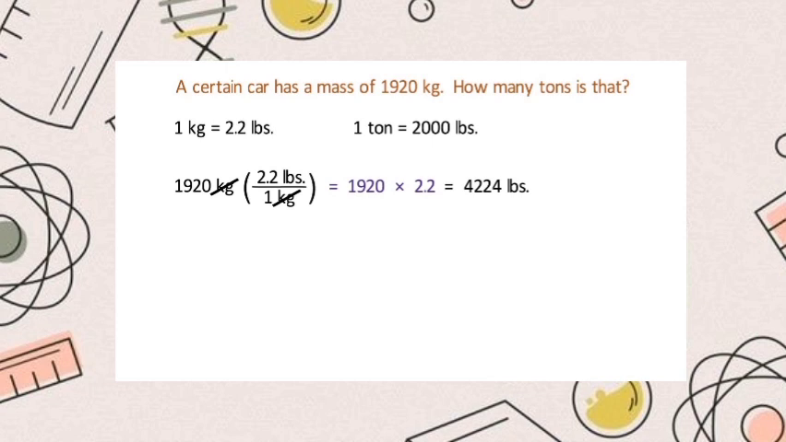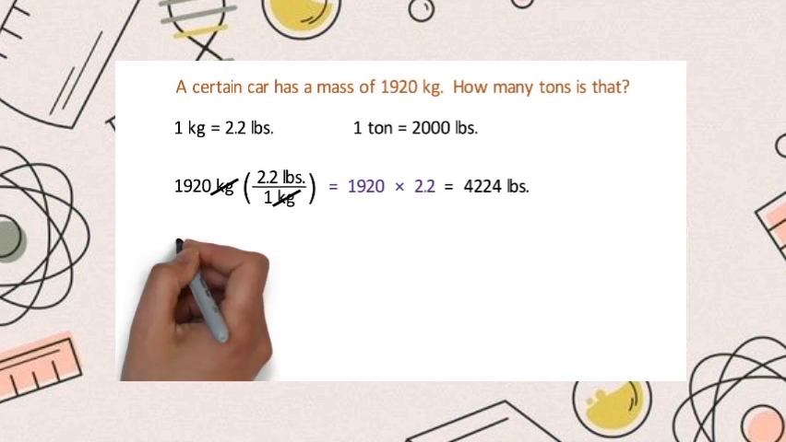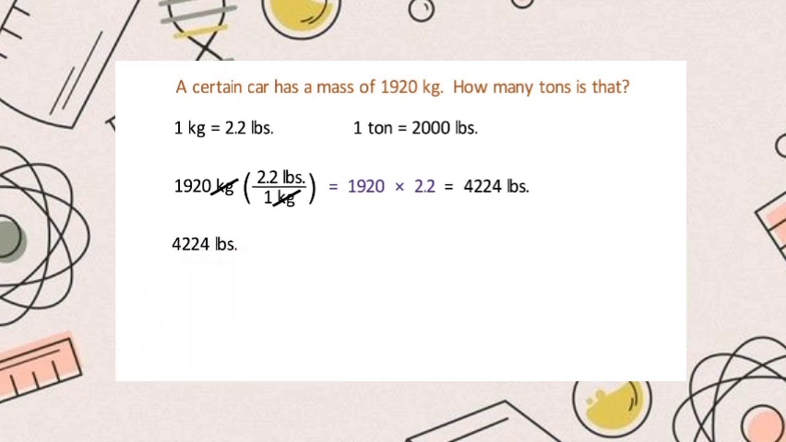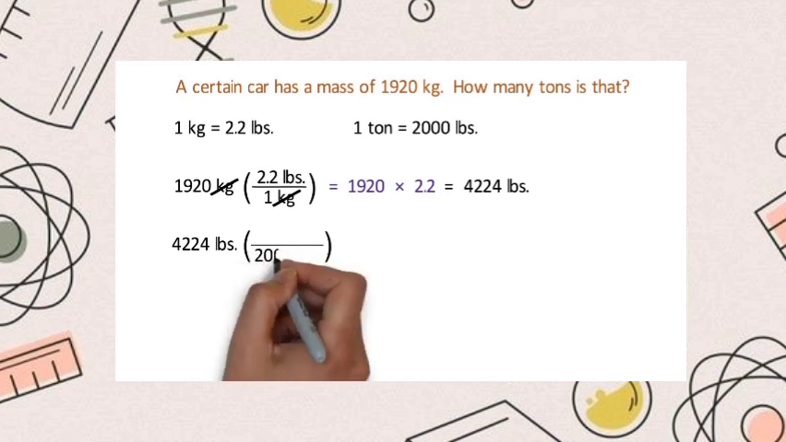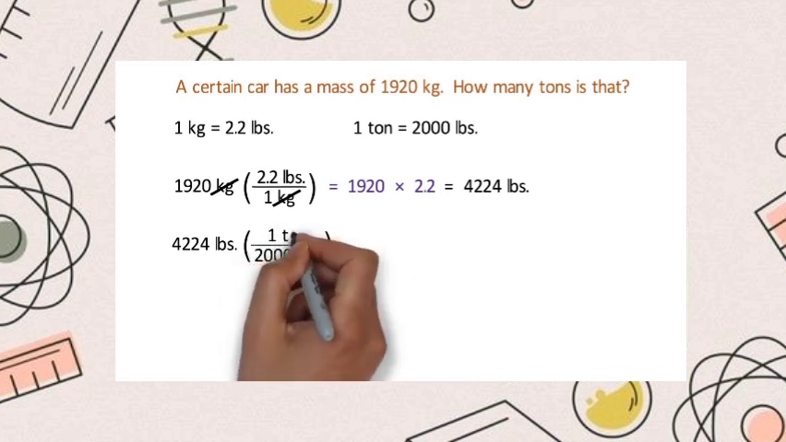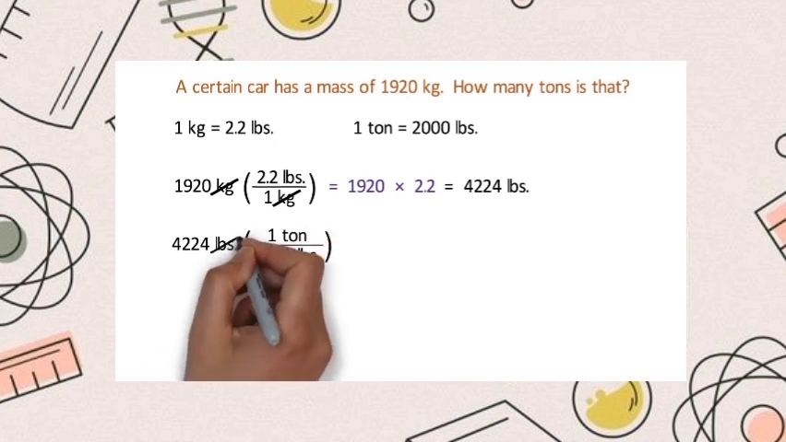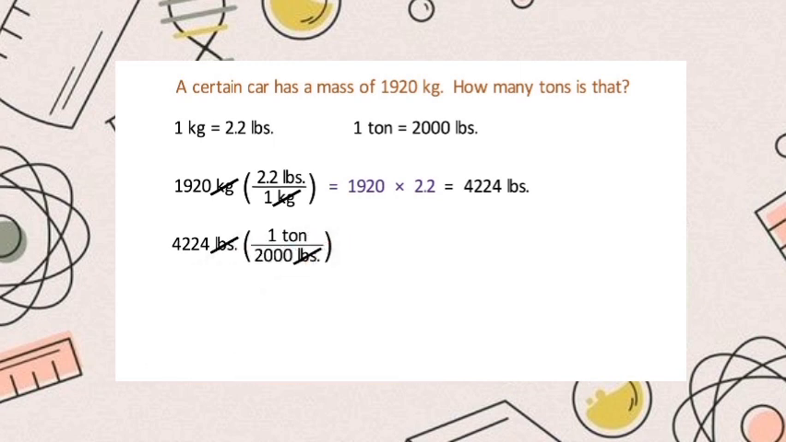The second step works exactly the same way. First, we write down the number that we want to convert, that is, 4,224 pounds, and then we multiply this by a fraction. We want to have pounds in the denominator of the fraction so that we can cancel out the pounds. But which pounds do we choose? 2.2 pounds or 2,000 pounds? Remember that we want to convert to tons, so we choose the conversion factor between pounds and tons. We write 2,000 pounds on the bottom and 1 ton on the top. Our pounds cancel out, and we are left with tons for the units of our answer.